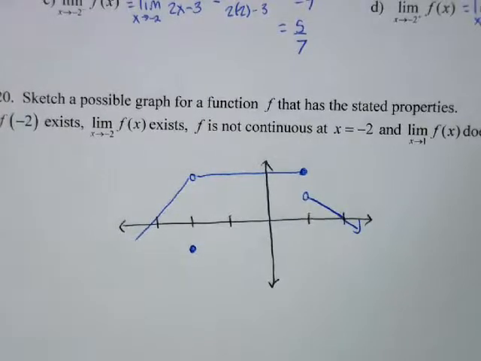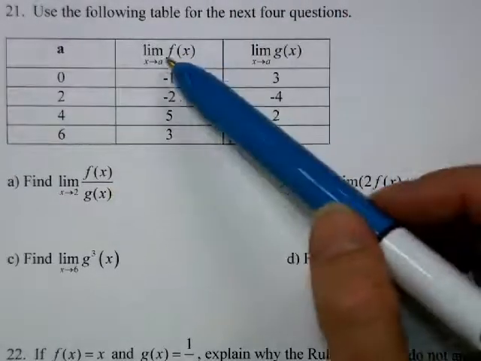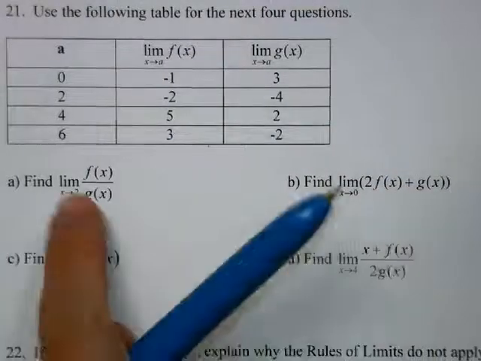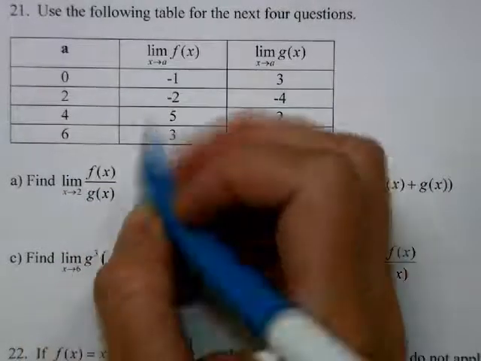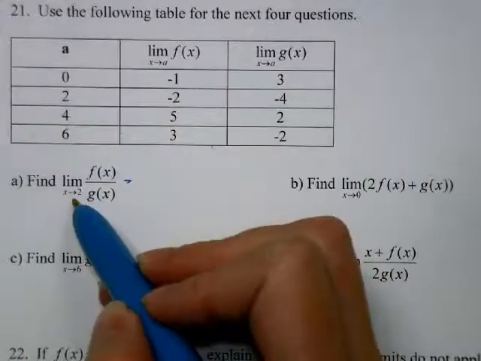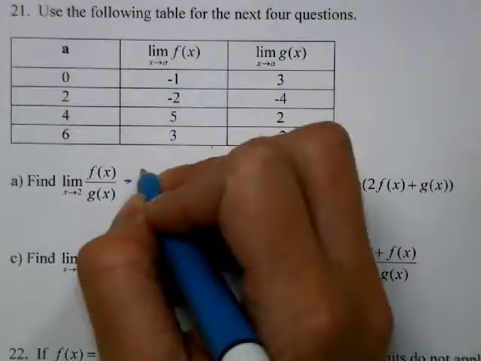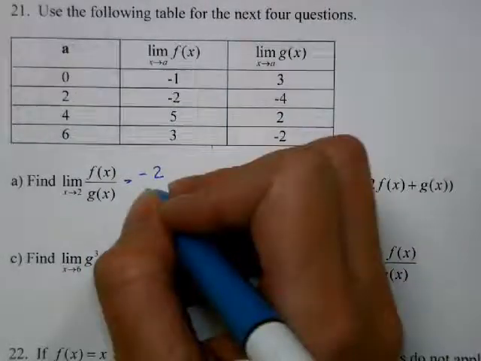All right, now we're going to be using some properties and a table. So we have A, we have the limit as x approaches A of f and g, and our different values of A. Well, if we're looking at the limit as x goes to 2 of f of x over g of x, that's just going to be the limit as we go to 2 of f over the limit of g. So at 2, f is going to -2, g is going to -4, so that's going to be a positive 1/2.